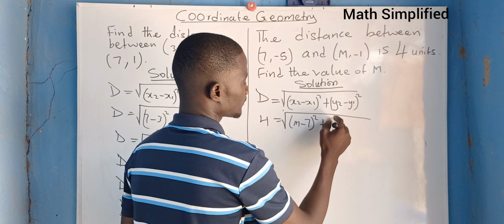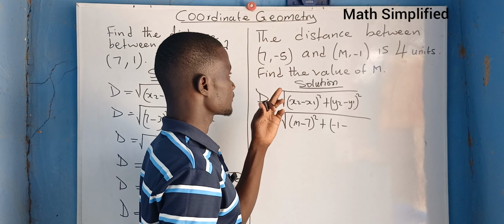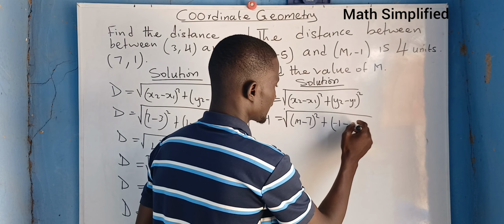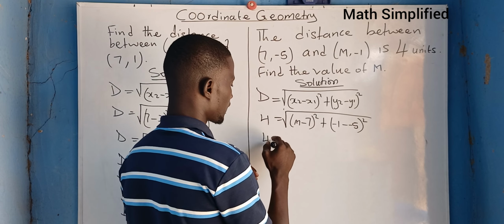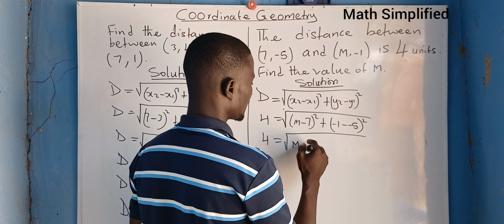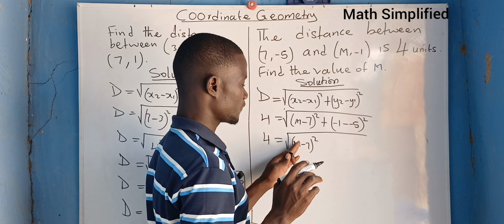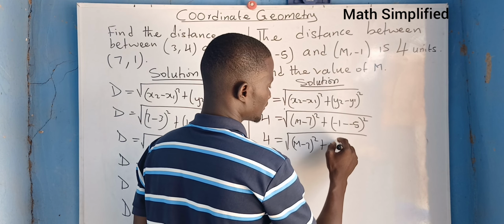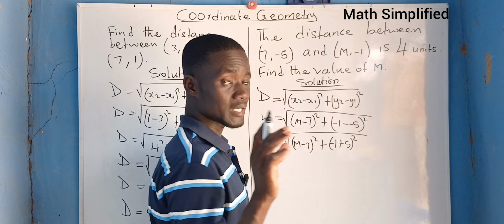Plus y2, which is negative 1, minus y1, which is negative 2. So negative 5 squared this way. Let's proceed. We have 4 equal to the square root of m minus 7 squared. Let's keep it like that because there's a variable here. Plus this one will give us negative 1 plus 5 squared, because negative negative will give us positive.